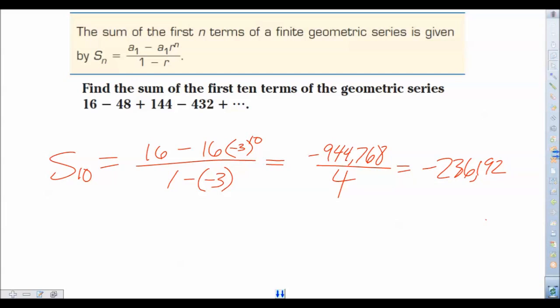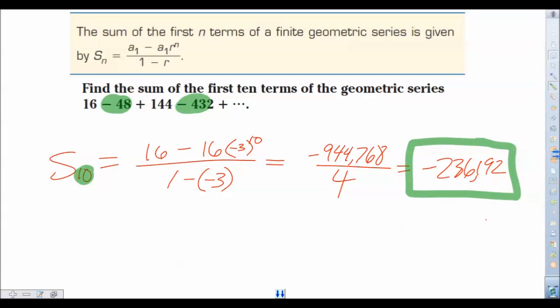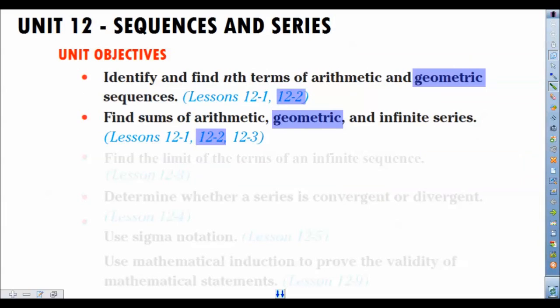I mentioned this in class. This looks kind of strange, but actually it makes a lot of sense. If you notice that every even term is negative, so when we get to the 10th term, we're going to be subtracting a pretty large negative number, which kind of aligns with the fact that we are looking at a negative sum right there. So I think we did this out just fine. Alright, so that's all of our objectives there. We were able to find the nth term of a geometric sequence, and we were able to find the sum of a geometric series.